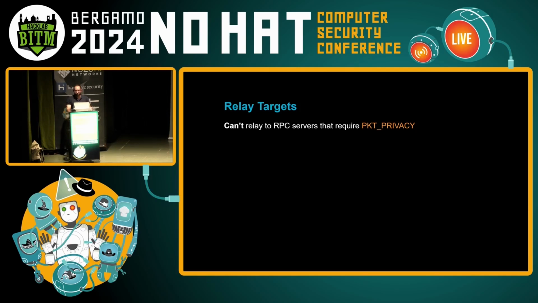We can't relay to any server that actually requires packet privacy because it encrypts the data with a secret that is derived from the password and the session. Because we don't know it, because we do a relay attack, and we don't really want to crack it because that's not really reliable in real life. So we have to find some server that is not open or that allows authentication level connect. So we can't use the common lateral movement protocols like the service control manager or the task scheduler.